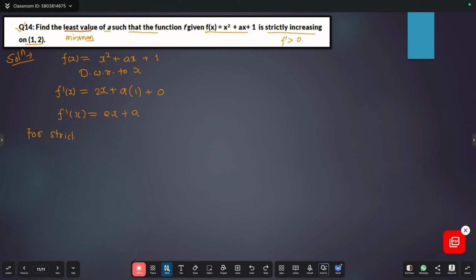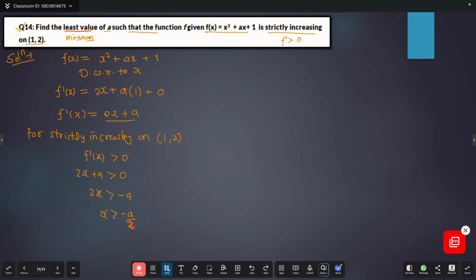For strictly increasing on 1 to 2, f dash x must be greater than 0. F dash value is 2x plus a, and 2x plus a must be greater than 0. So from here, 2x must be greater than minus a, and x must be greater than minus a by 2.